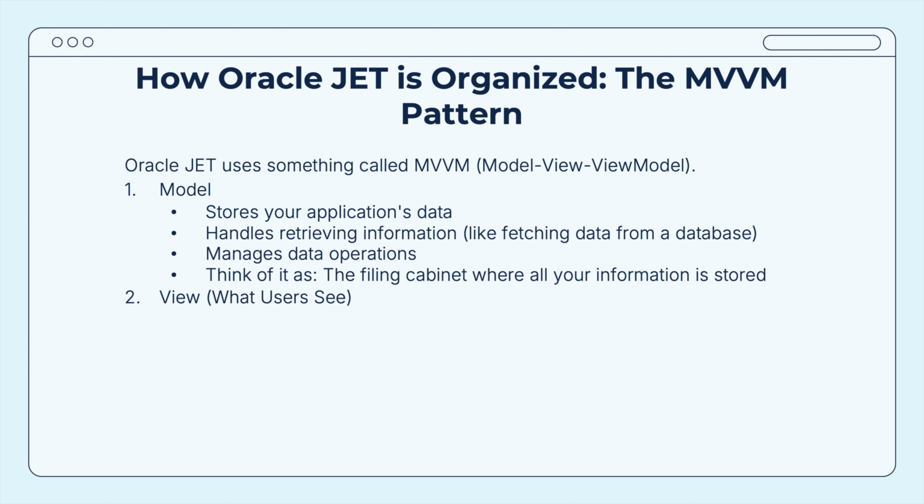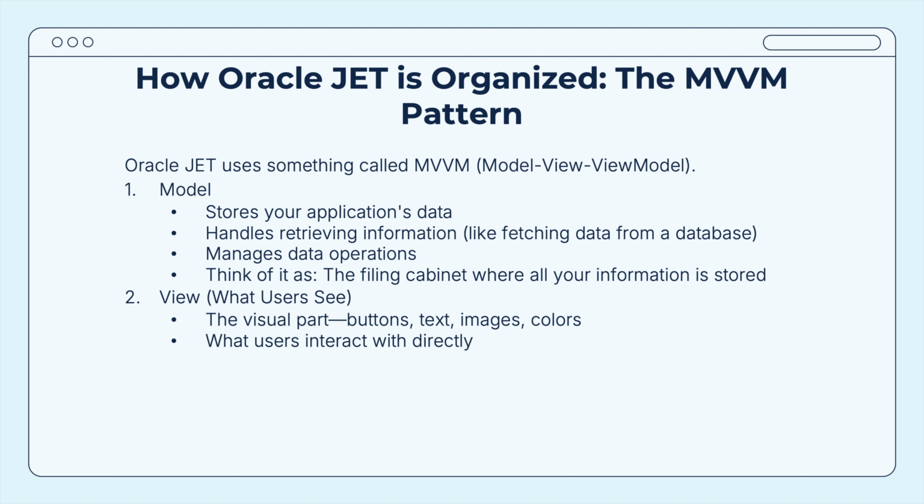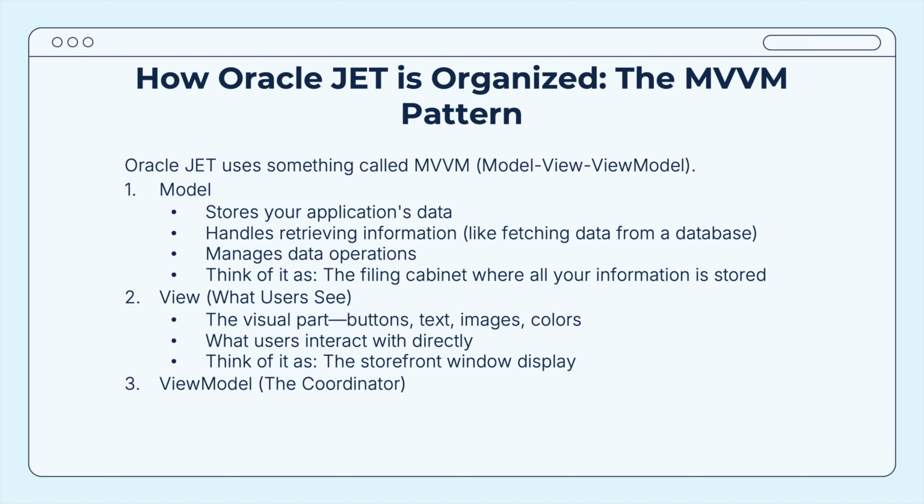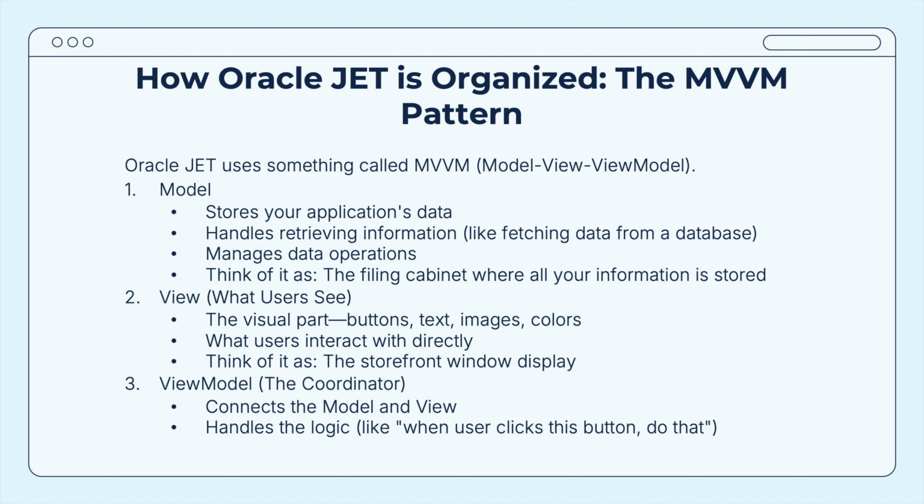View, what users see. The visual part: buttons, text, images, colors, what users interact with directly. Think of it as the storefront window display. View model, the coordinator. Connects the model and view, handles the logic, like when user clicks this button, do that, manages data binding. Think of it as the manager who takes orders from customers, the view, and communicates with the warehouse, the model. This separation keeps your code clean and easier to work with as your application grows.